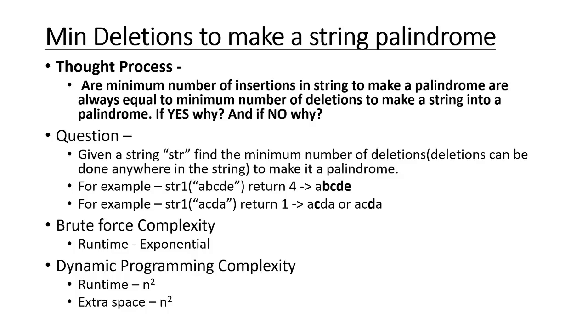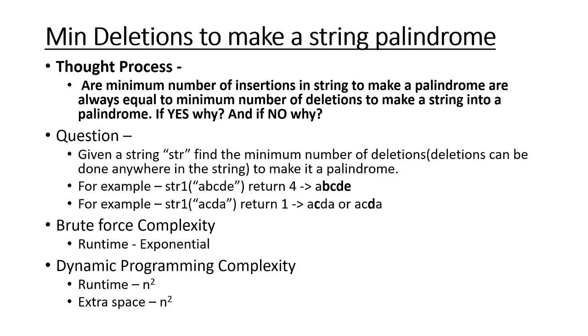Now suppose we created a function and that function gets passed a string abcde. So how many characters do we need to delete from this string such that the string becomes a palindrome? So we need to delete at least 4 characters in the string such that the string becomes a palindrome.